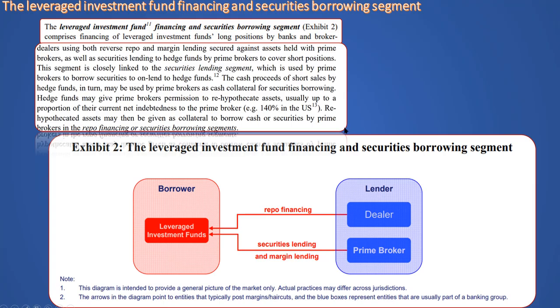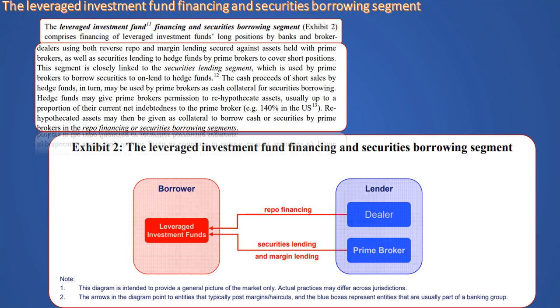Now let's look at the leveraged investment fund financing and securities borrowing segment. Now this is likely what goes on under the table between broker dealers not using the 1215, 1245 window. So securities lending and margin lending takes place here, as well as leveraged investment funds. This is how you get your hedge funds to basically leverage their long positions by the banks and broker dealers using both reverse repo and margin lending secured against assets held by the prime brokers.